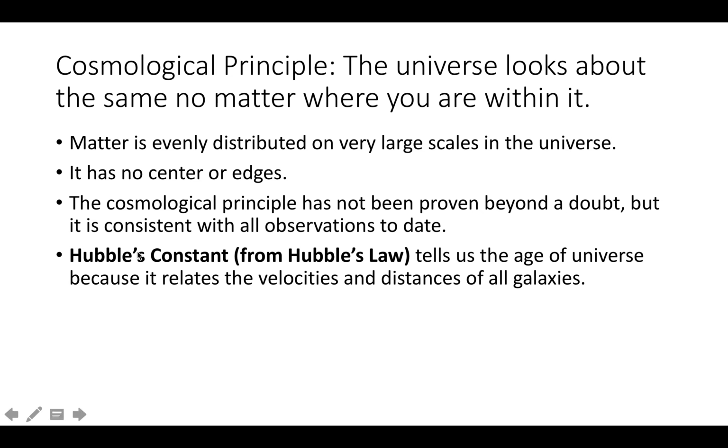And it does tie in something called Hubble's constant, which is found in Hubble's law. With discovering how fast galaxies move, they talked about Hubble's law, and there was just a lot of math behind it. But in that Hubble's law, there's a Hubble's constant that helps us tell the age of the universe because it relates with its speed and direction as well as distance.